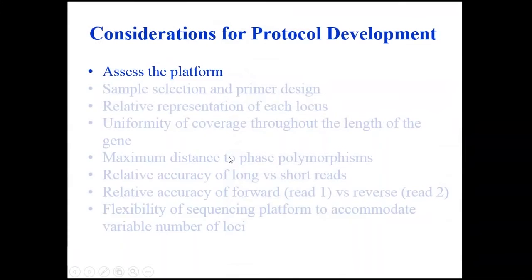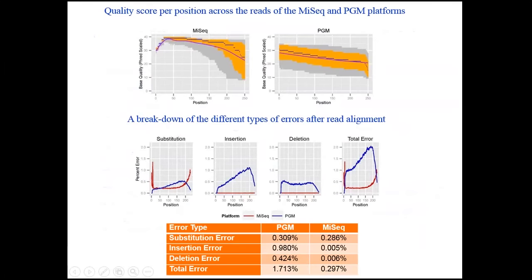So as we moved forward, after we were convinced, of course, that this technology is a good solution for the HLA typing problem, we had a number of considerations. The first one was to assess the platforms. There were a number of platforms available, and therefore we needed to make the relevant comparisons and decide which one we would like to use for developing our protocol. Here we have some data comparing MySeq and PGM.